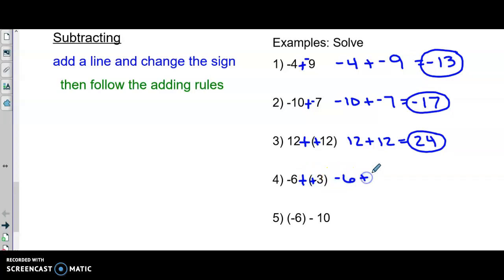-6 plus 3. You want to do the adding rule, so we have a negative and a positive. So we need to subtract the two numbers. 6 minus 3 is 3. And then you want to take the sign of the bigger number. 6 is bigger than 3. 6 is negative, so our answer is going to be negative.